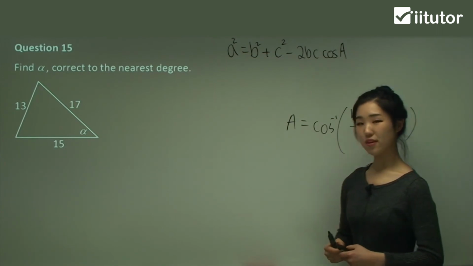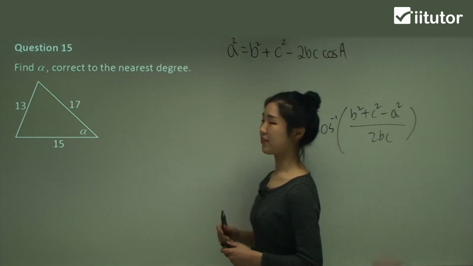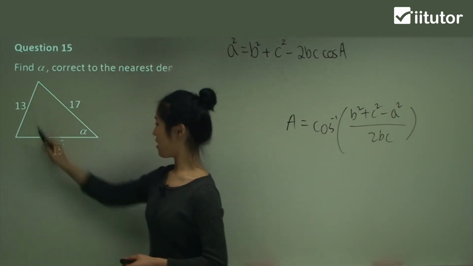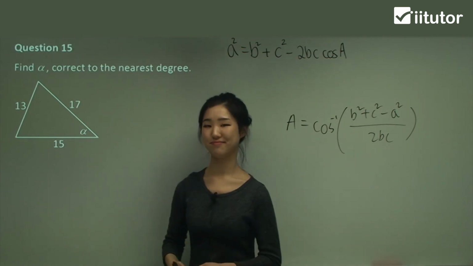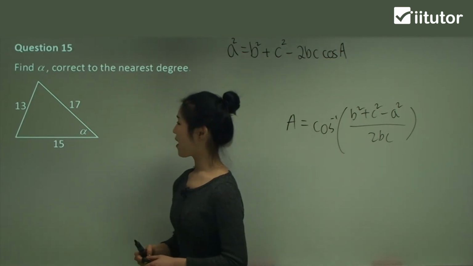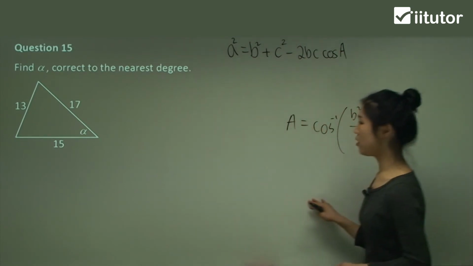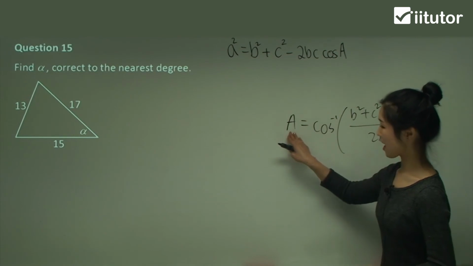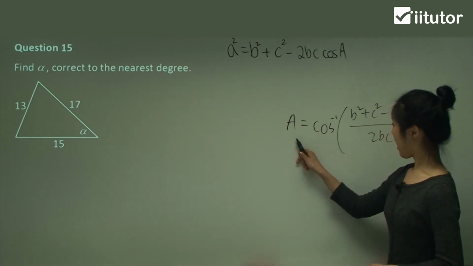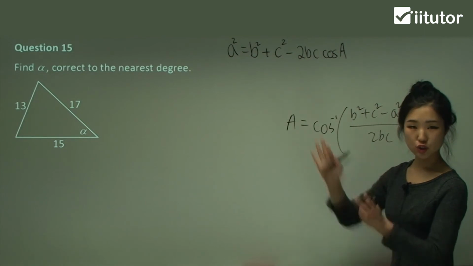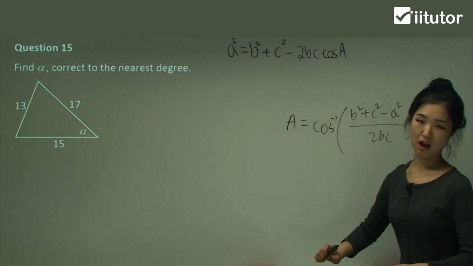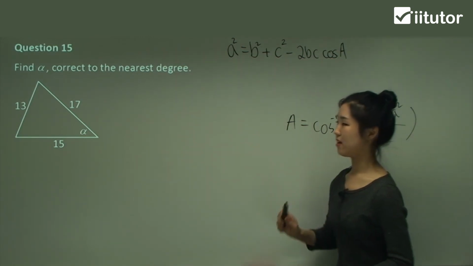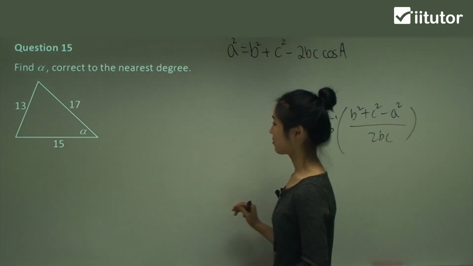15. Again, we're looking for the angle alpha, correct to the nearest degree. Here's our alpha. We've got an opposite side, which is very good, and we've got the other two remaining sides. So let's apply the cosine rule, using my angle rule. Capital A is our alpha. B and C are our two surrounding sides, 15 and 17. And A is the opposite side of alpha, which is 13.